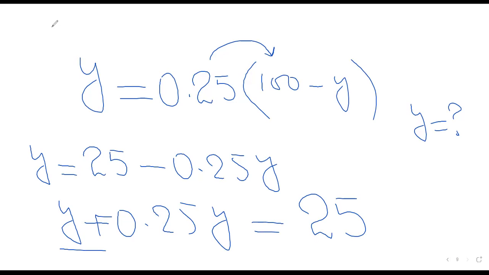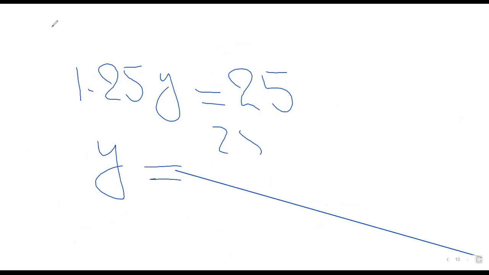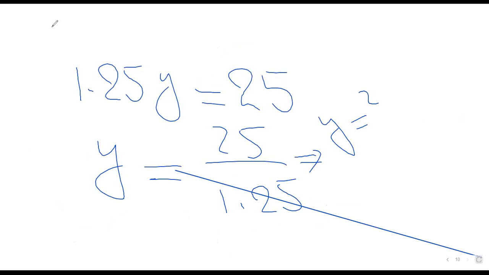This is 1y and 0.25y. So 1.25y is equal to 25. So y is equal to 25 divided by 1.25. If you have a calculator, just make use of that. So y is equal to 20.